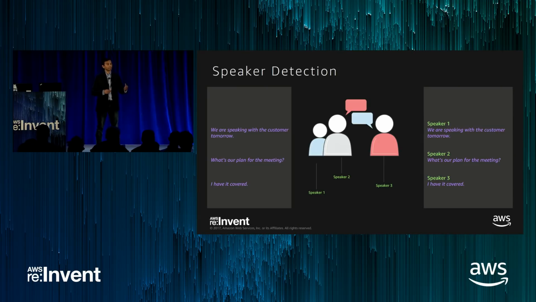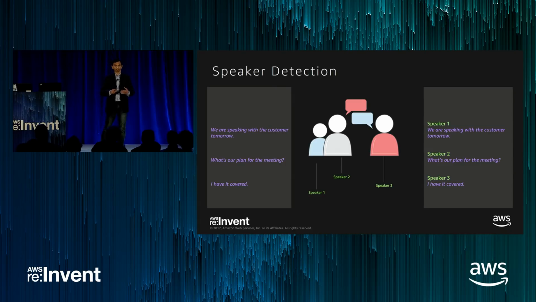When you have a multi-speaker use case, where, let's say, you've recorded a meeting, or maybe it's a court ruling, and there's multiple people talking in the room, you want to be able to differentiate between who said what. Speaker detection helps you do that.